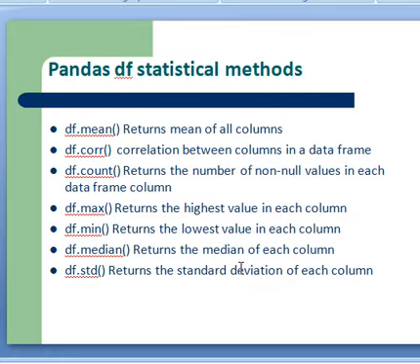So Pandas has some statistical methods because the original aim of developing Pandas is to analyze data. It has a lot of functions, but this is a list of the basic statistical methods: mean, correlation, count, max, minimum, median, standard deviation. So we normally just need to use the function.